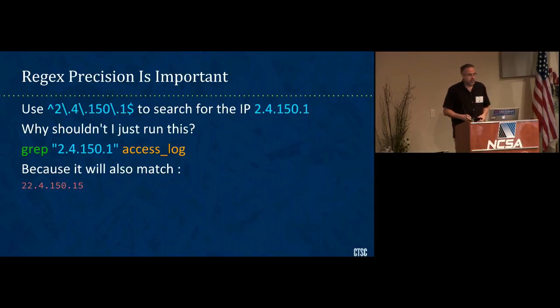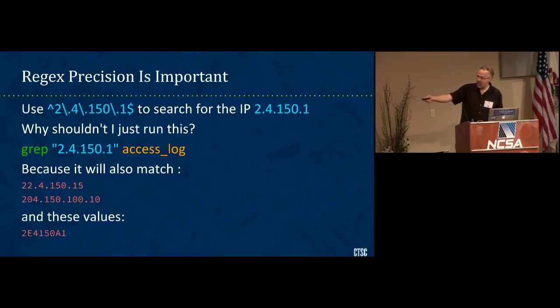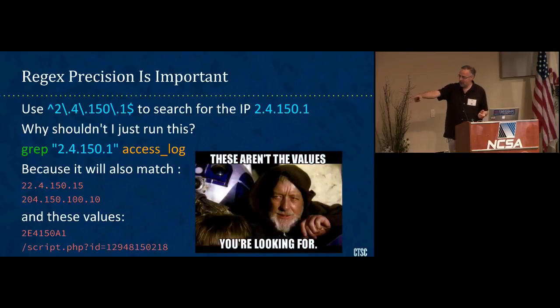The problem with this is that it also matches this IP and this IP and these values. Those aren't even IP addresses. And a script in a URL, those aren't the things that you're looking for, but you get them anyways because you weren't very precise with your regexes. So even veterans of the command line and of awk and these tools tend to forget that they're doing this fuzzy matching, and then you end up blaming Apache Struts for your data breach.